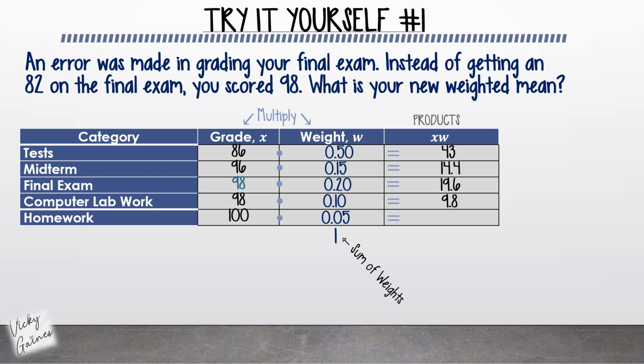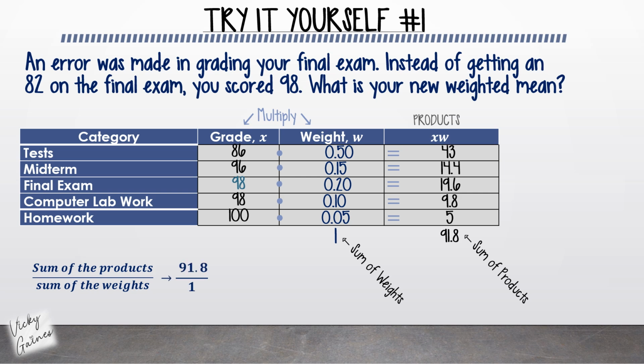Get these down. The sum of the products is a little bit different this time because your final exam grade went up. 98.1 divided by 1. Yes, you got an A in the class, 91.8%.